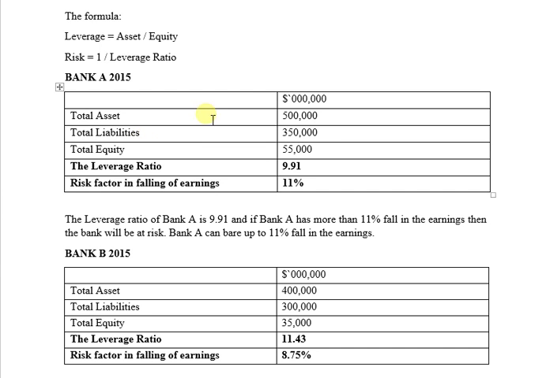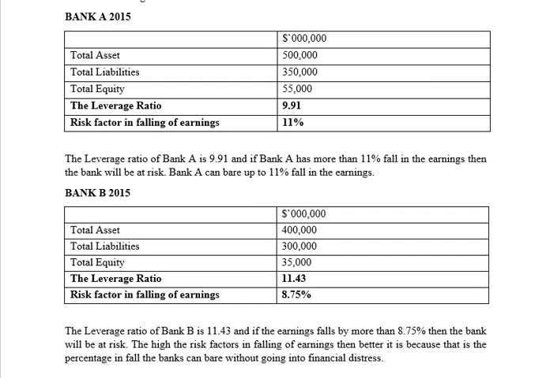First things first, let's follow the leverage ratio. 500,000 over total equity of 55,000 gives 9.91, and then we divide 1 by this 9.91 and get 11%. There must be a few decimals which I rounded up. So we know that bank A can only handle up to an 11% fall in earnings. The earnings can be profit or revenue. If it's revenue, then the bank's expenses have to be quite low so that they can bear it, and that's why maybe they fire employees and so on. But if it's profit, they have to figure out other ways.